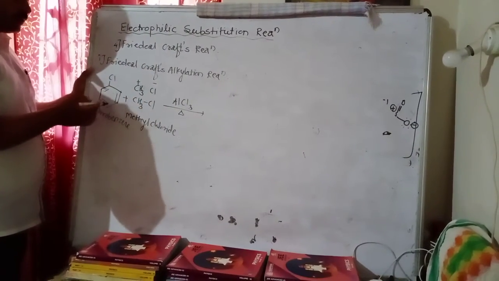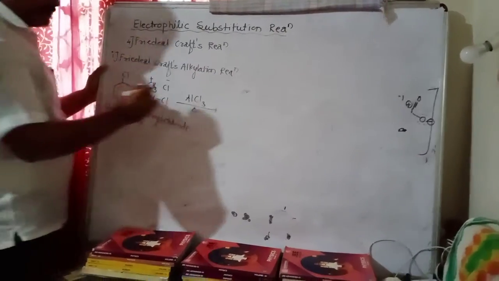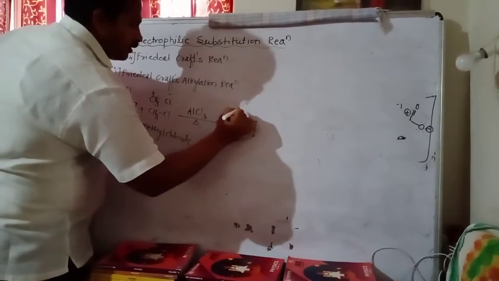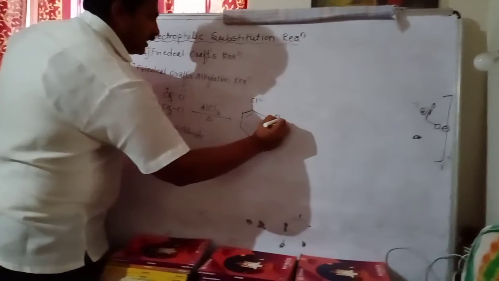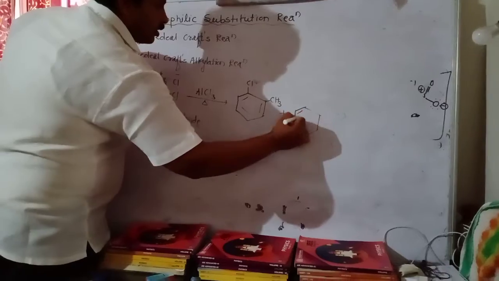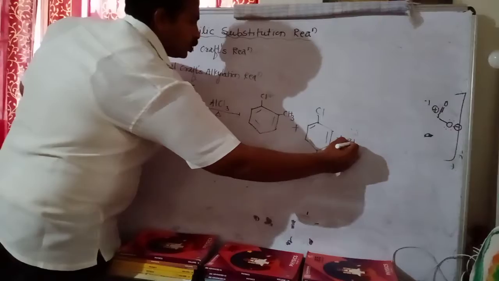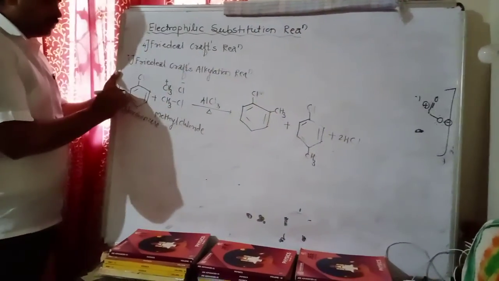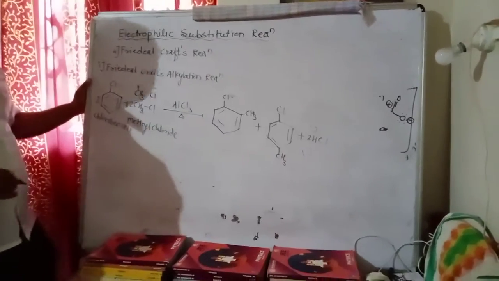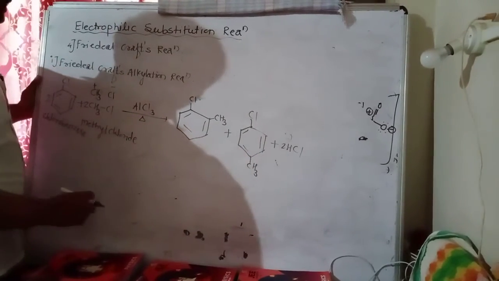CH3 goes to the ortho position and para position because chlorobenzene is ortho and para directing, as per the resonating structure. We get two products. First product: Cl, CH3, and second product: chlorine and CH3, plus 2 HCl. We can write 2 in the reactant side: 2 chlorobenzene and 2 moles of CH3Cl, and the formation of these two products: an ortho substituted product and a para substituted product.